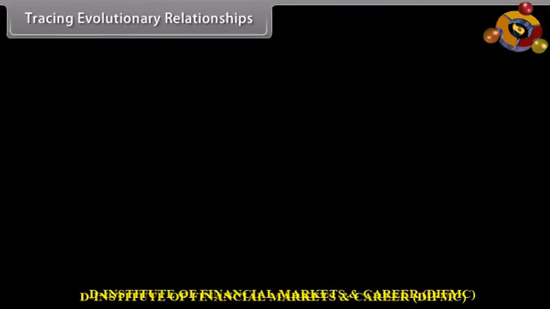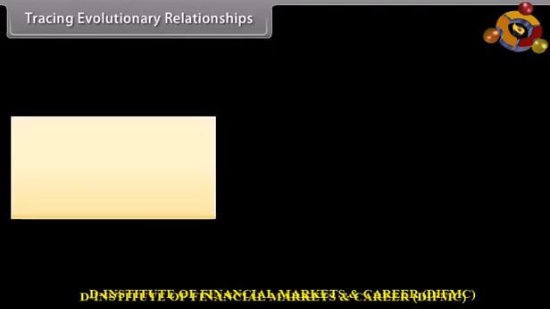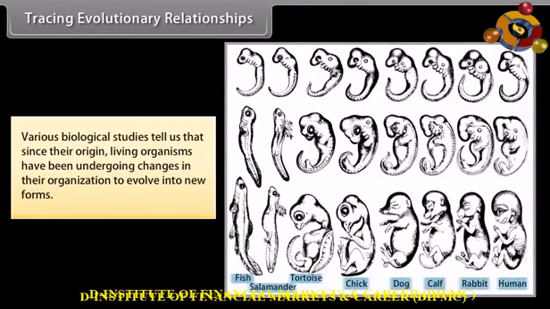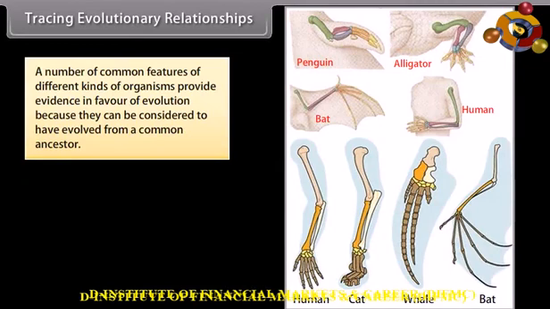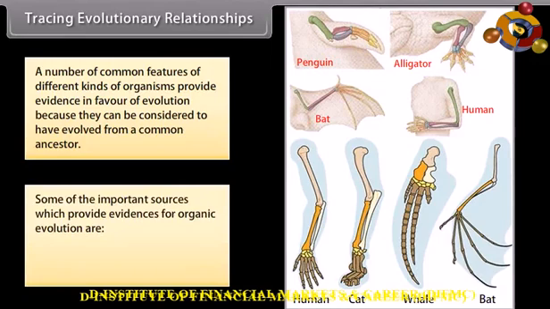Tracing evolutionary relationships. Various biological studies tell us that since their origin, living organisms have been undergoing changes in their organization to evolve into new forms. A number of common features of different kinds of organisms provide evidence in favor of evolution because they can be considered to have evolved from a common ancestor. Some of the important sources which provide evidences for organic evolution are homologous organs and analogous organs.